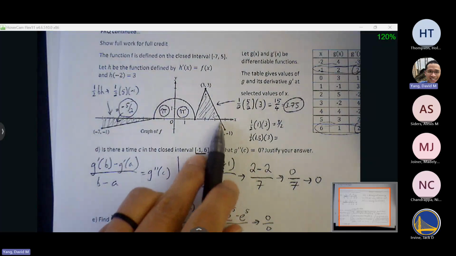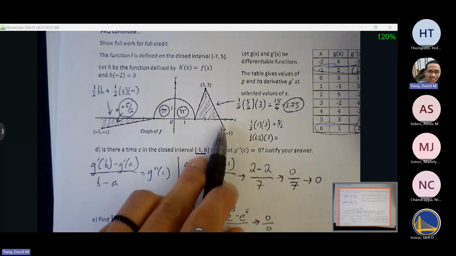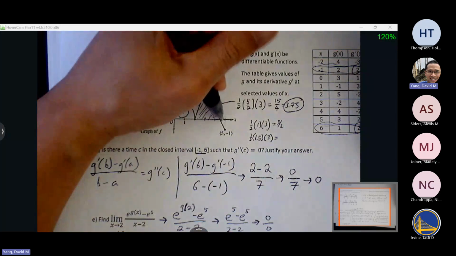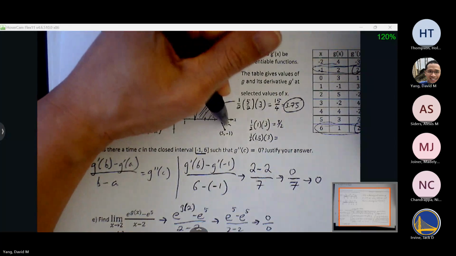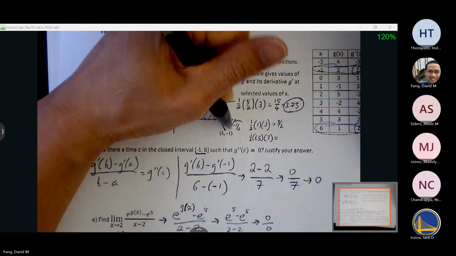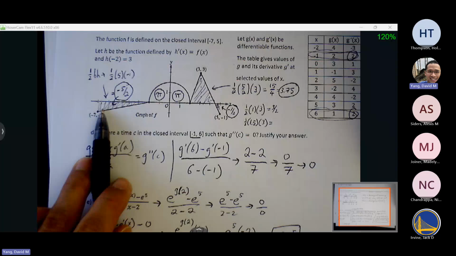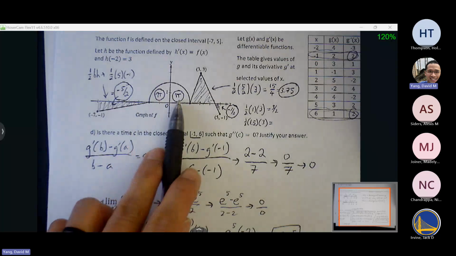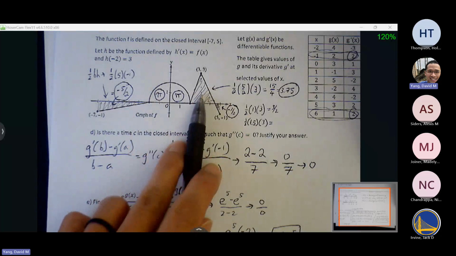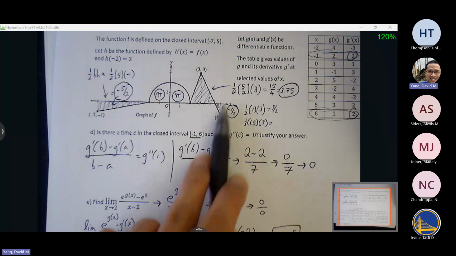Okay. Now this small triangle here is 1/2 times 1 times 1. So that's going to be just -1/2 down here. Okay, so triangle -5 halves, pi, pi, 3.75, and then -1/2 or -0.5.